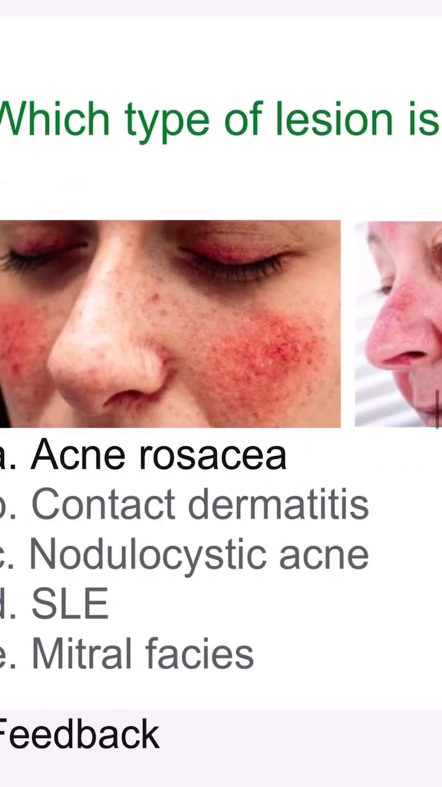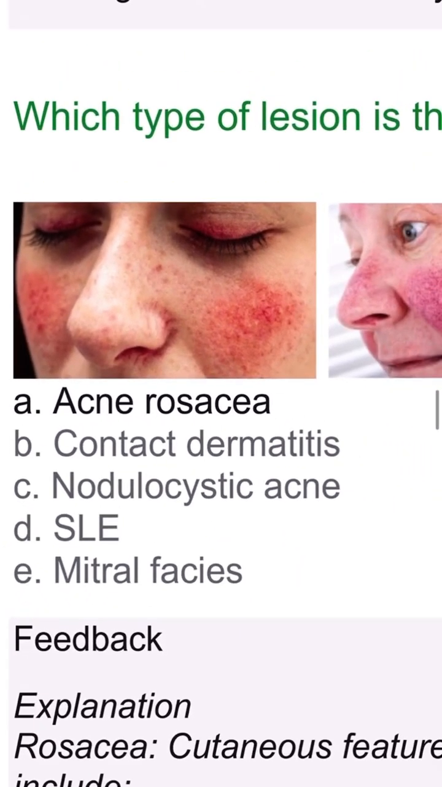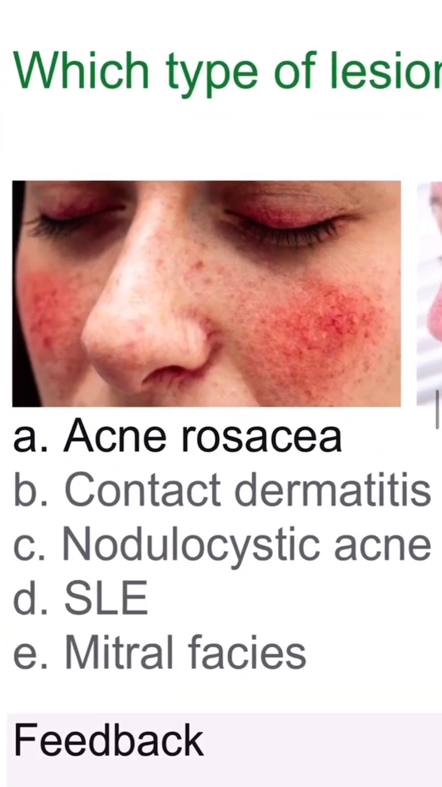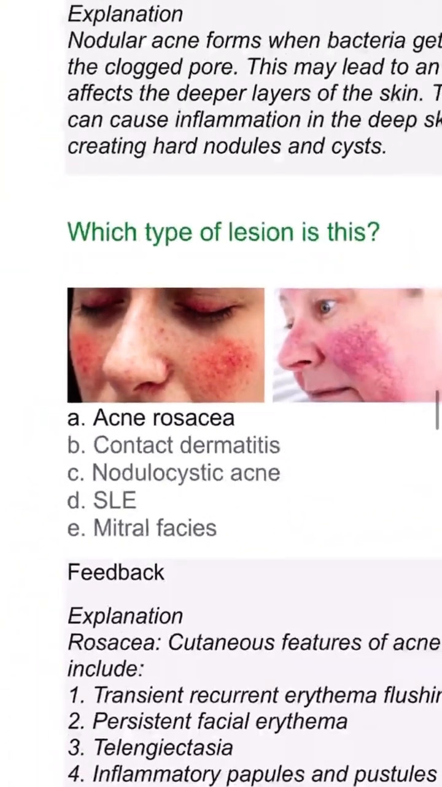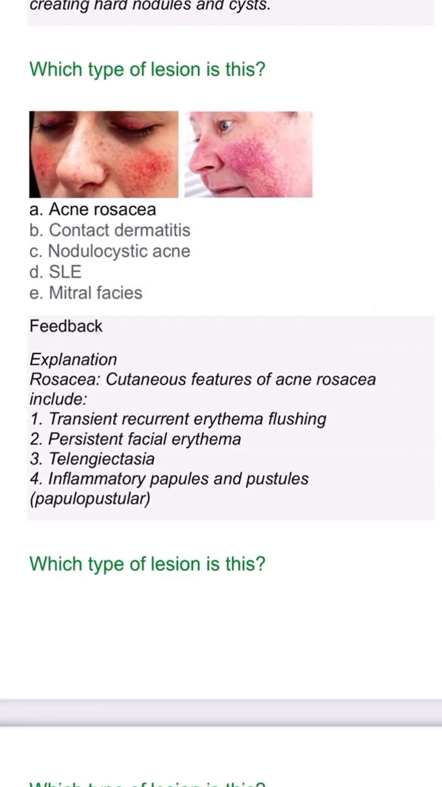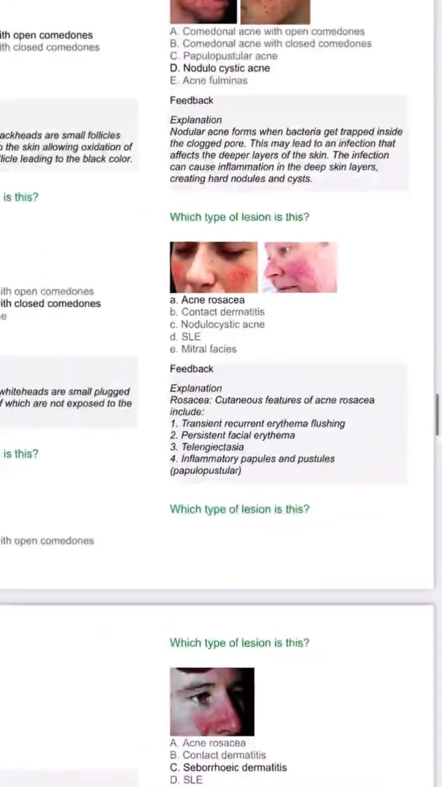Which type of lesion is this? See here. So acne rosacea, you can see pink colored, bilateral. Cutaneous features of acne rosacea include transient recurrent erythema, flushing, persistent facial erythema, telangiectasia, inflammatory papules and pustules, papulopustular. So acne rosacea.